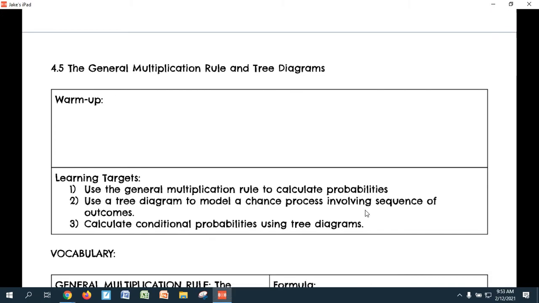All right, 4.5 is all based on two things: the general multiplication rule and what's called tree diagrams. It's just another way to show probability and an easy way for us to calculate conditional probability. Remember, conditional probability, what we talked about last lesson, is the probability of one event happening given that another event already happened.